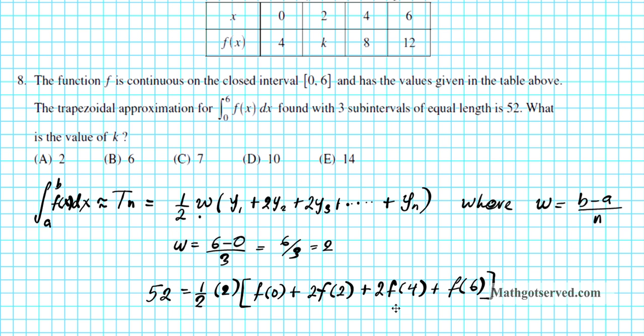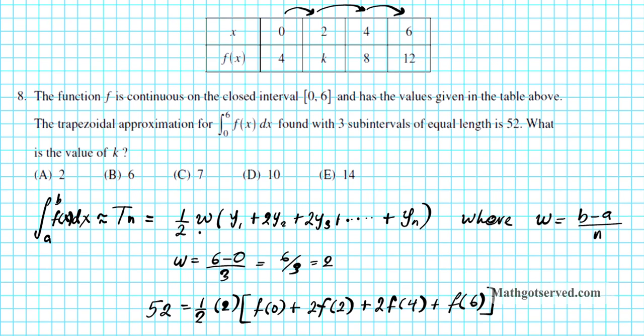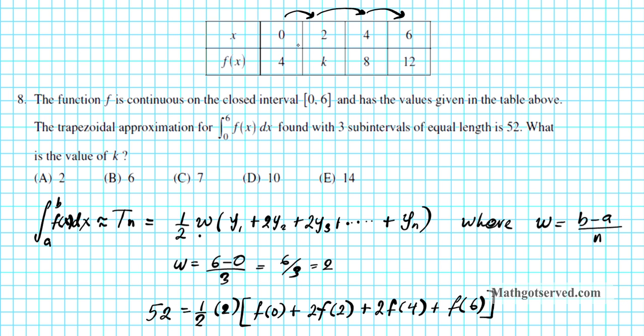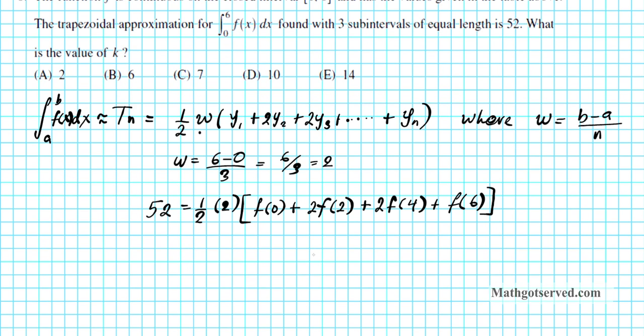All right, so that's the order in which I'm evaluating the function. We can think about this as your x1, x2, x3, x4, and then f of x1, f of x2, f of x3, f of x4. You double only the heights in the middle. So there goes the application of your trapezoidal approximation.